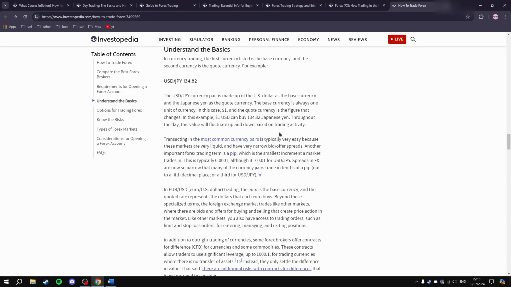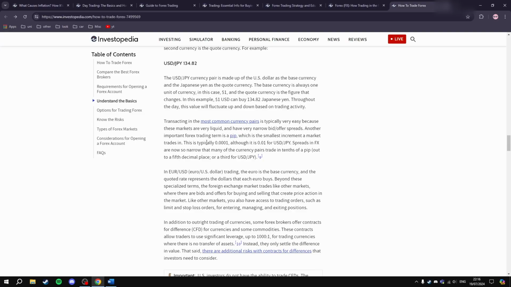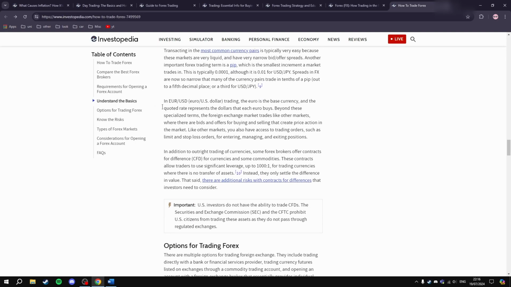So yeah, basically USD JPY, first base, second quote currency. How much of JPY is needed to buy 1 USD? So in this case 134.82 JPY is needed to buy 1 USD. Transacting in the most common currency pairs is typically very easy because these markets are very liquid and have very narrow bid offer spreads. PIP is the smallest increment a market trades in, typically 0.0001. However, it's 0.01 for USD JPY. So base currency, quote currency, yep.